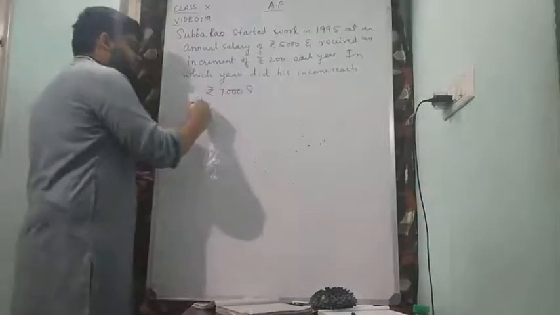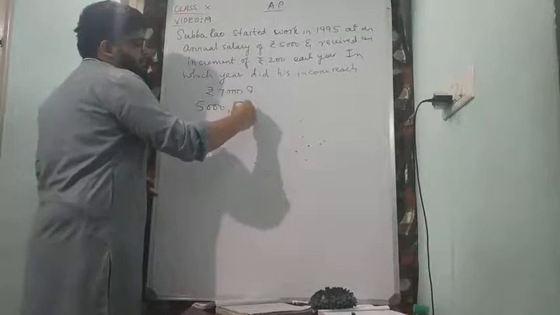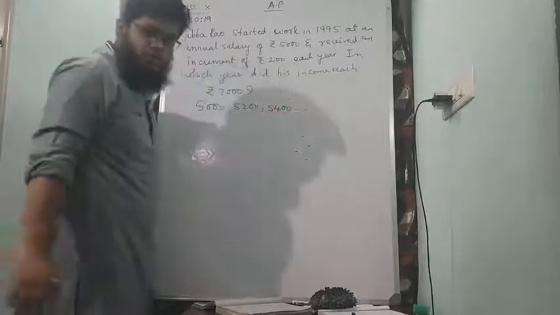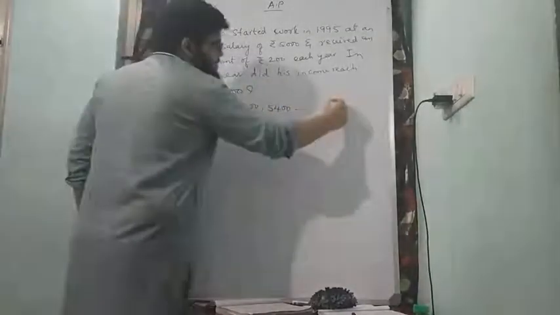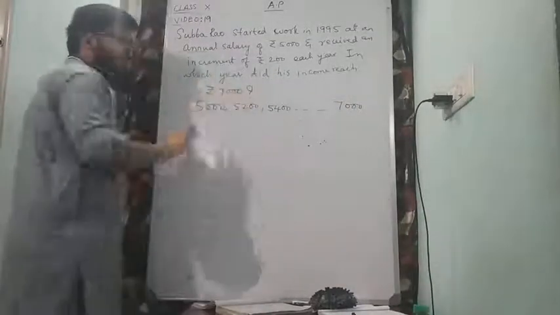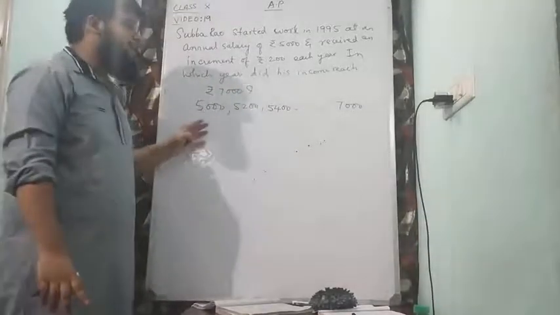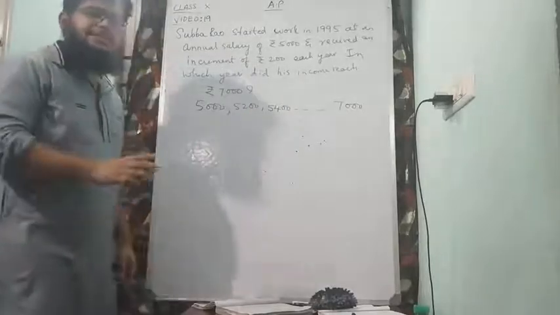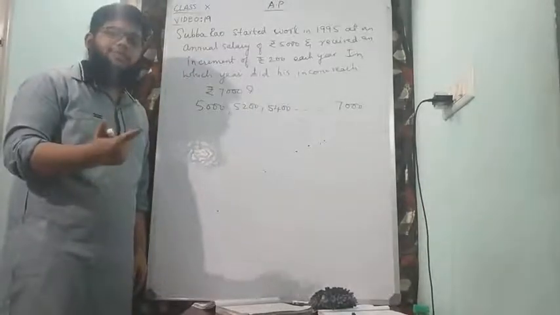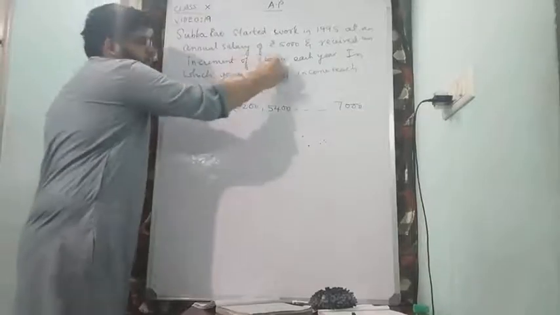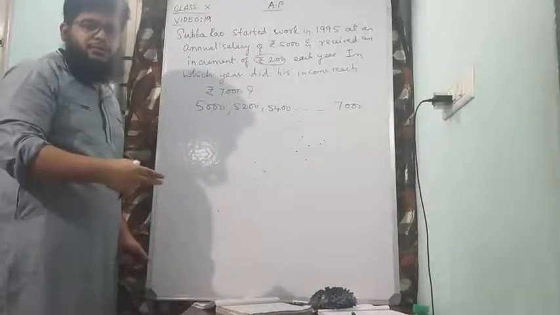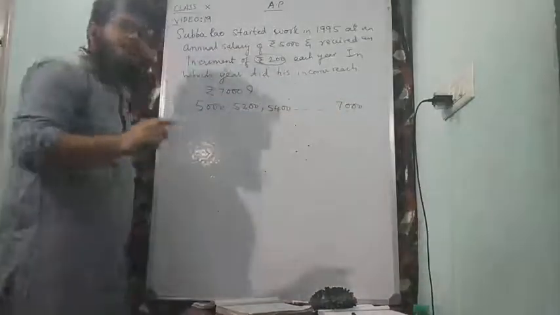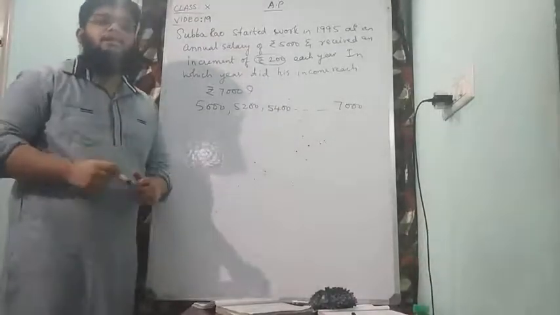So your AP will start with 5,000. Then every year 200 will increase. So 5,200, 5,400 and it goes on. Finally the value becomes 7,000. Some year he will get 7,000 rupees. So we should find out in which year he got the salary as 7,000 rupees. Same as the last problem, find out A, find out D. D will be 200 because that is increasing every year, 200 rupees. A will be 5,000. AN will be the last value, 7,000. N is missing. Use the AN formula and find out N.